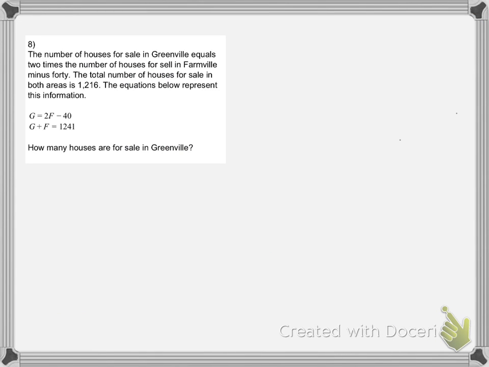All right, number 8. It says the number of houses for sale in Greenville equals 2 times the number of houses for sale in Farmville, minus 40. The total number of houses in both areas, 1,216. The equation below represents that information. Now, before I even get started, I'm already seeing a discrepancy here.